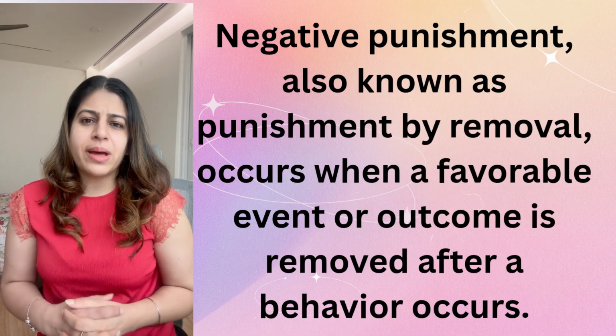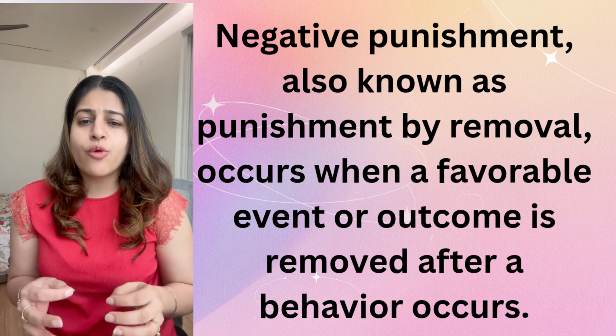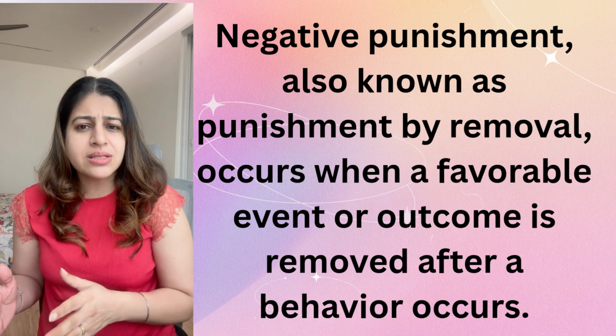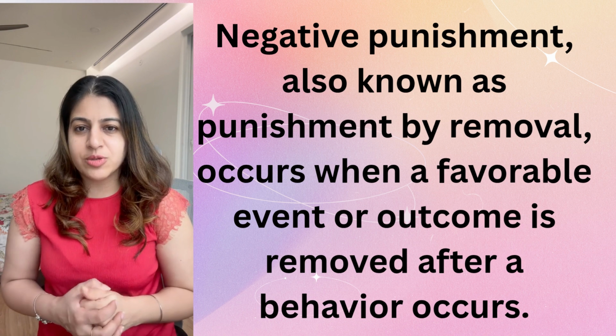Next is negative punishment. Negative punishment involves the removal of a desirable stimulus to decrease an unwanted behavior. For example, taking away the phone of your teenager because they misbehaved or argued with you. So here we are not adding on any stimulus but removing the desired stimulus, that is their phone, because of the unwanted behavior.